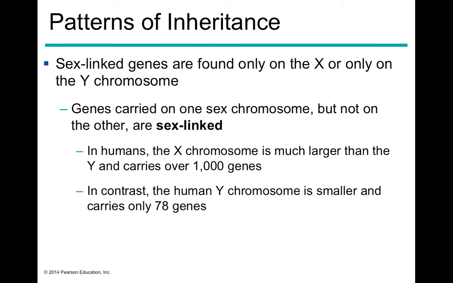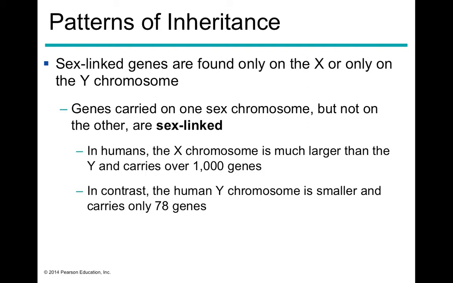So genes that are carried only on one sex chromosome but not the other are considered to be sex-linked. And again, males, you are hemizygous for these genes. That means that you only get what you get. You don't have any compensation, right? And women, you are going to have two copies, which means that you're able to shut one down. You're going to shut one down in each cell. The X chromosome is much larger than the Y. It has over 1,000 genes.